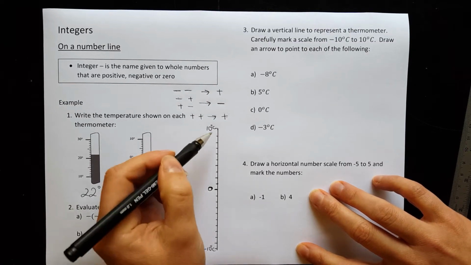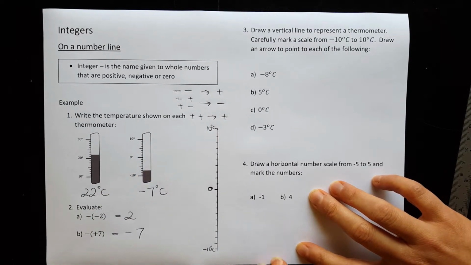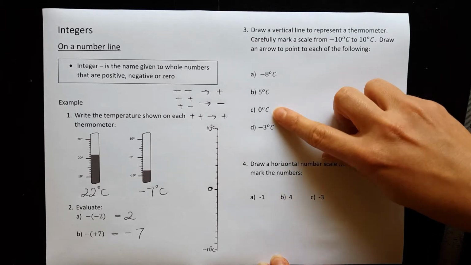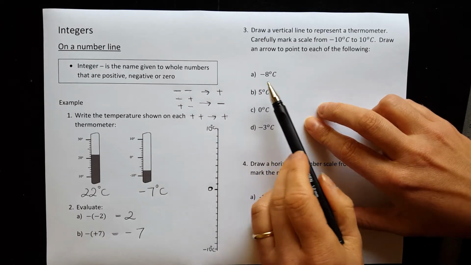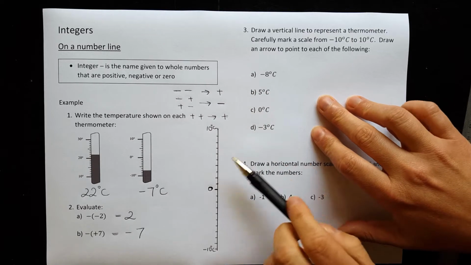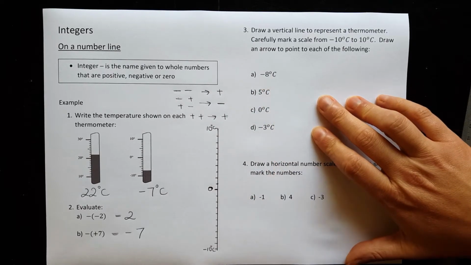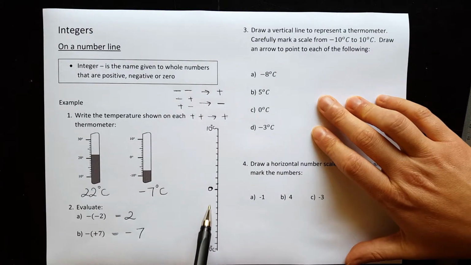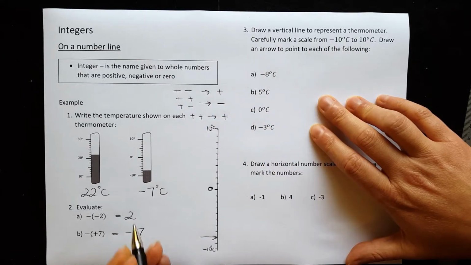You could write each number along there, but that will make our diagram quite crowded. We're just going to write on the ones that we want. So we would like to draw on our diagram -8 degrees Celsius. Starting at 0, we want to go negative, so we want to go down. -1, -2, -3, -4, -5, -6, -7, -8. So we're going to draw a big arrow to that one because it says draw an arrow to -8 degrees Celsius.